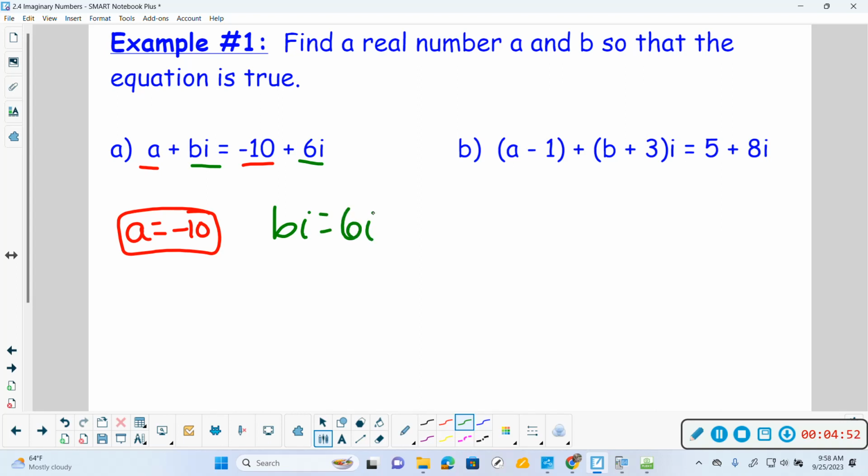Well, they want you to solve for B. Really, what happens to the i's on either side? Cancel. B equals 6. Now, would you really have to write this first green equation, or could you go right to the answer? Right to the answer. Yeah.